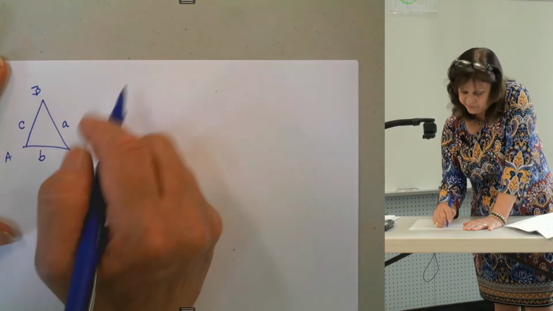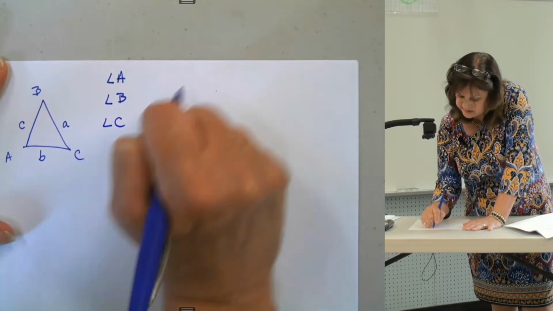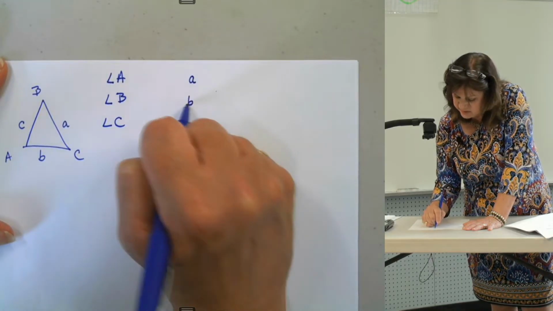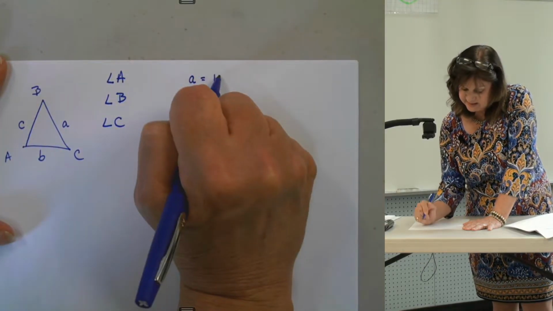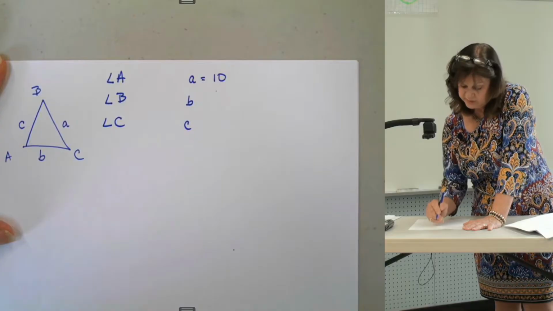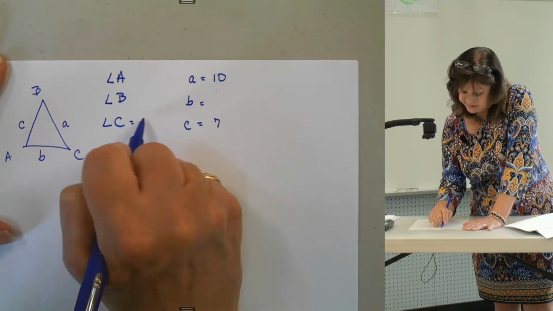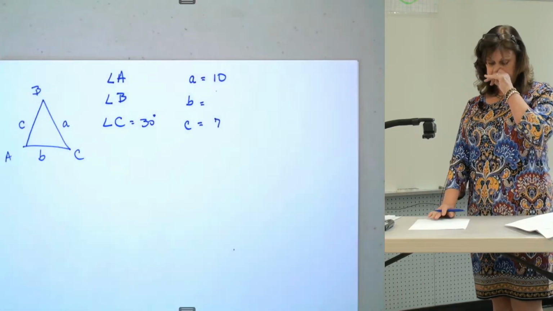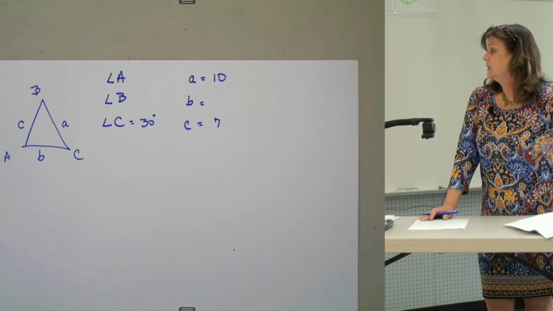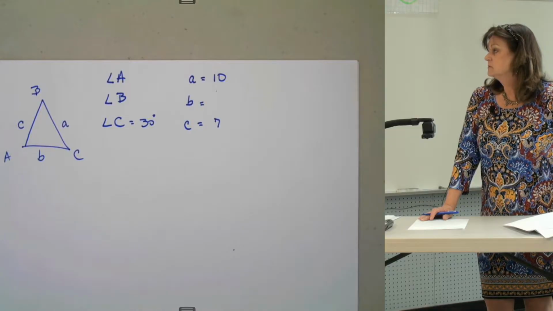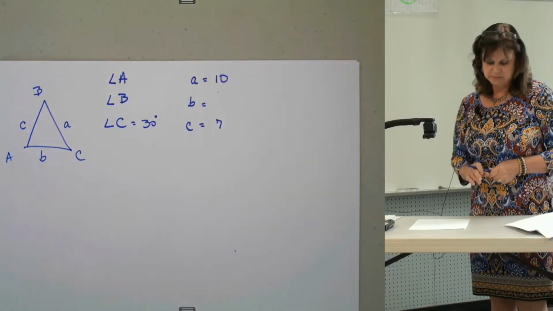We're going to be told about angle A, angle B, angle C, side A, side B, side C. We know that side A has a length of 10, side C has a length of 7, and angle C is 30 degrees. So now we have to find angle A based off that information. First of all, I know angle A is going to be greater than 30 degrees because the side length is 10. So here we go.